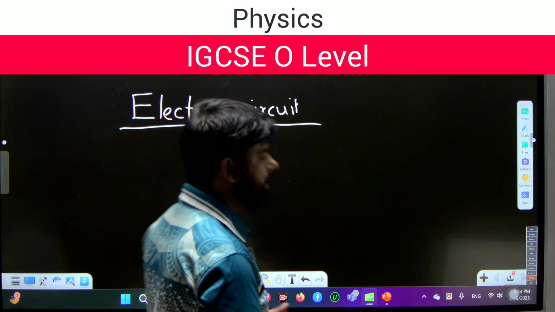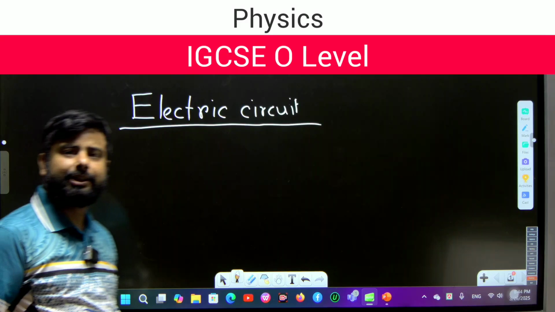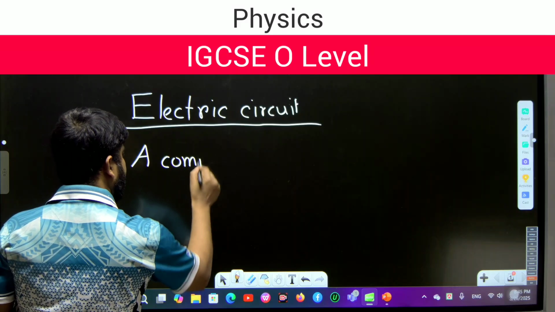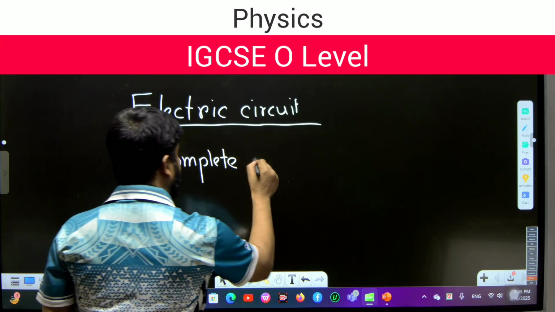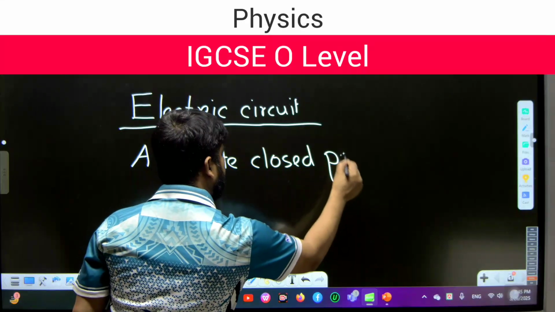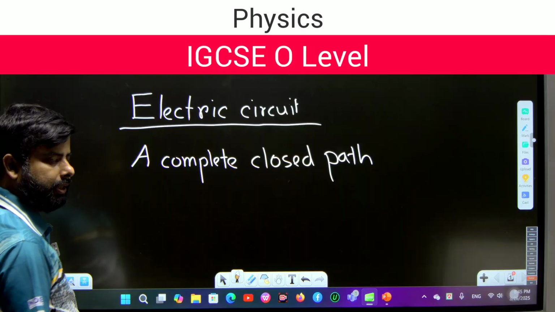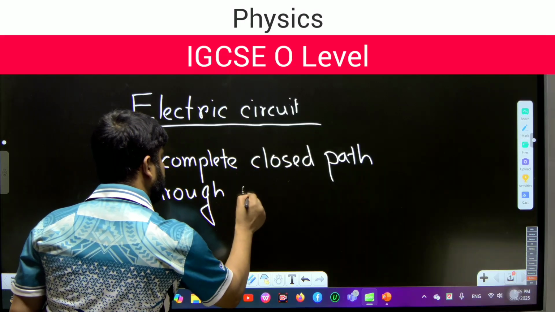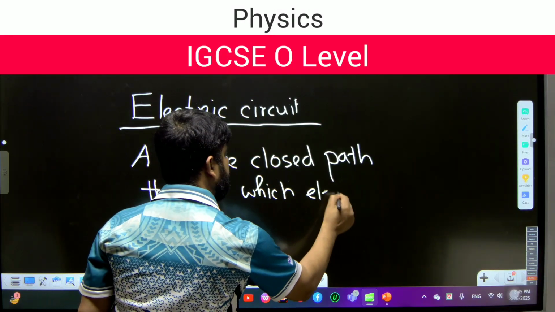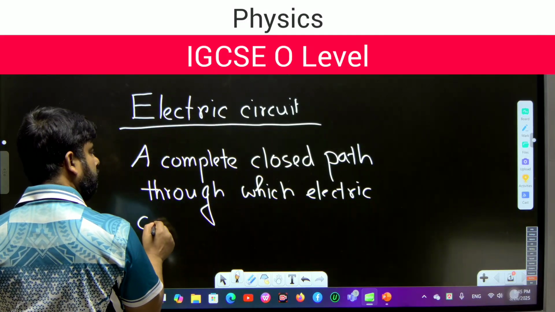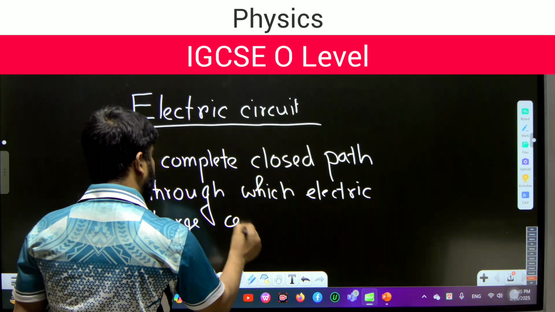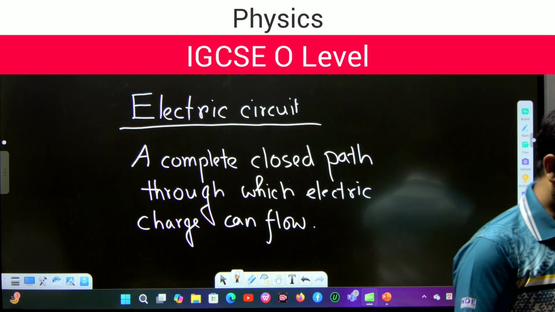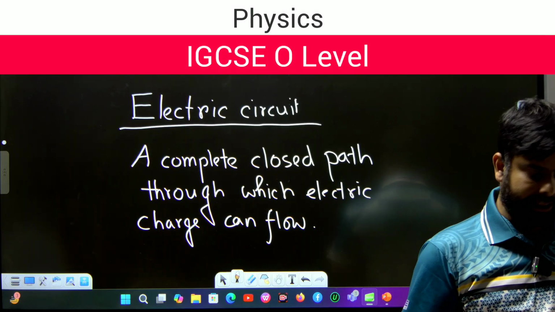What is an electric circuit? A complete closed path through which electric current or charge can flow. So a complete closed path through which electric current can flow is called an electric circuit.